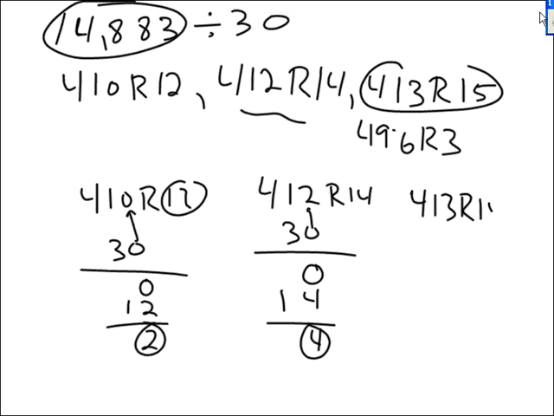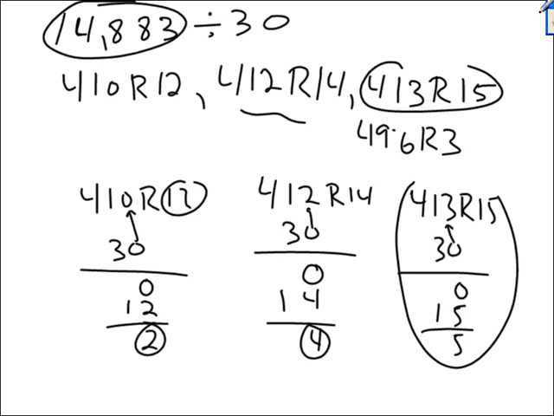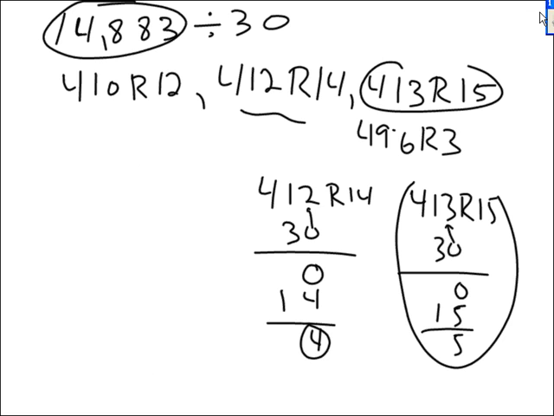Let's try the third choice. 413 remainder 15. When you multiply 413 by 30 and add 15, if this is the answer, you need to get 14,883. Well, 0 times 3 ends in a 0. Add 15 ends in a 5. That one also is wrong. Let us try the last choice, which of course has to work.